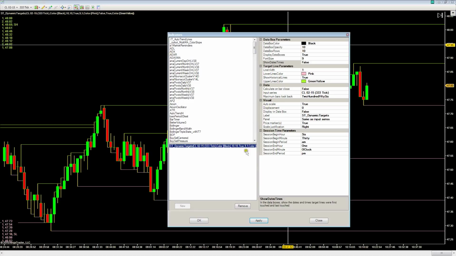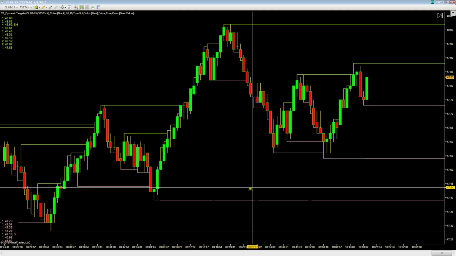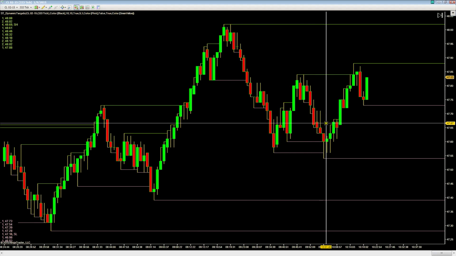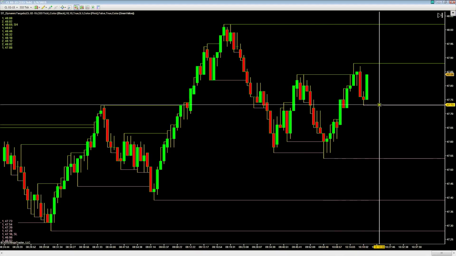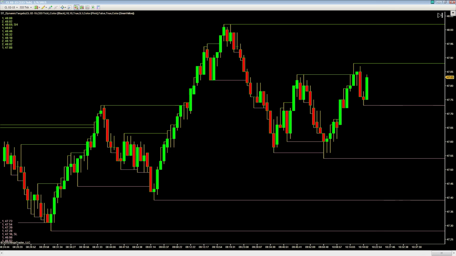If it touches several times, multiple times, there could be resistance or support. It either will take off, or in other instances it will fail. Simply put, you need to know where support and resistance are, and dynamic target lines helps you find that in such a precise way. Thank you for listening.